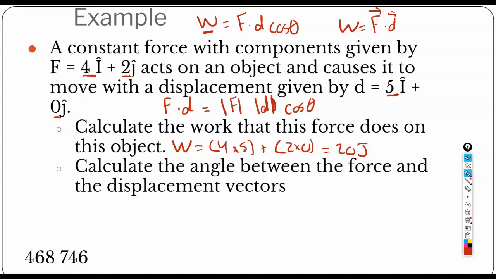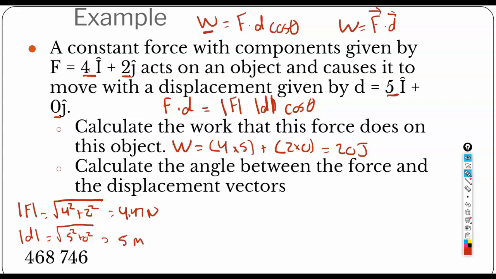All right, now what if I want to find the angle between the force and the displacement vectors? To do that, I would need to find the magnitude of the force, which would be the square root of 4 squared plus 2 squared. 4 squared is 16 plus 4, so the square root of 20 would be 4.47 newtons. And then for the magnitude of the displacement, I would do the square root of 5 squared plus 0 squared, which is just 5 meters.